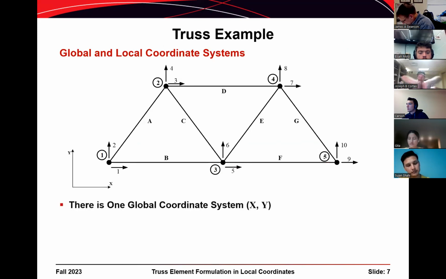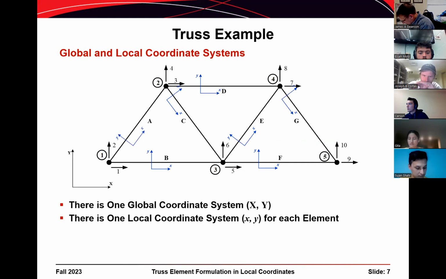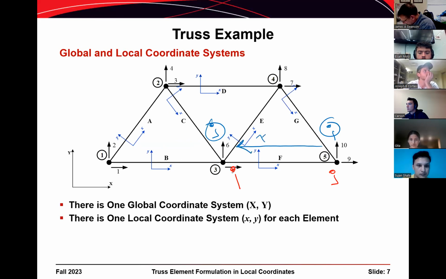Right. So for member F, for example, this would be the ith end here, and this would be the jth end there. But we could go in and define that member the opposite way. Maybe we define it so that's the ith end, and this is the jth end for member F. And so now that member runs in this direction. So that would be the positive local x-axis, and then this would be the positive local y-axis.